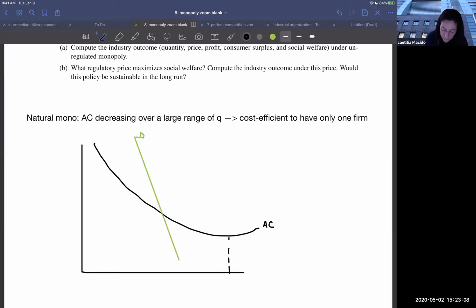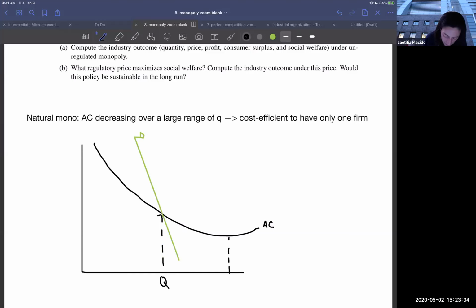All right. So what happened here? Well, with this simple graph, you can show that it is less costly for a single firm to produce the market quantity, capital Q here, than it is when we have two or more firms on the market.